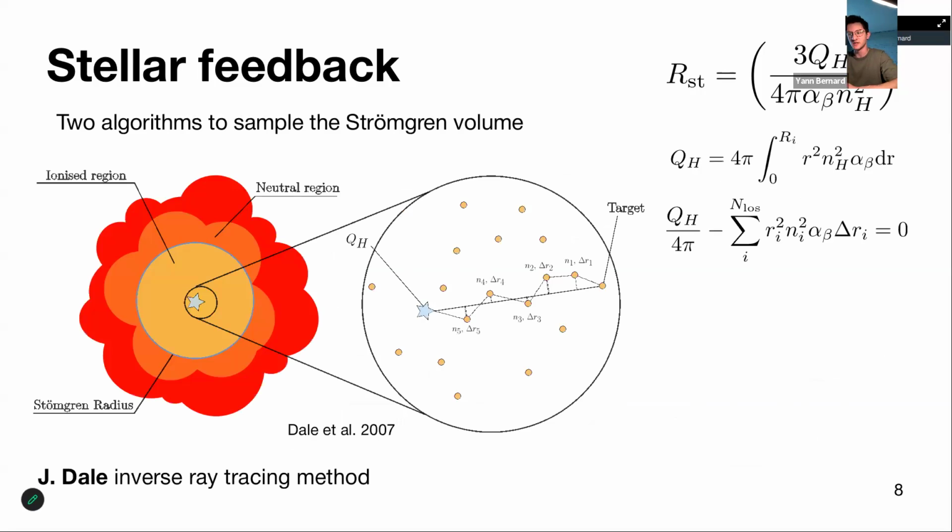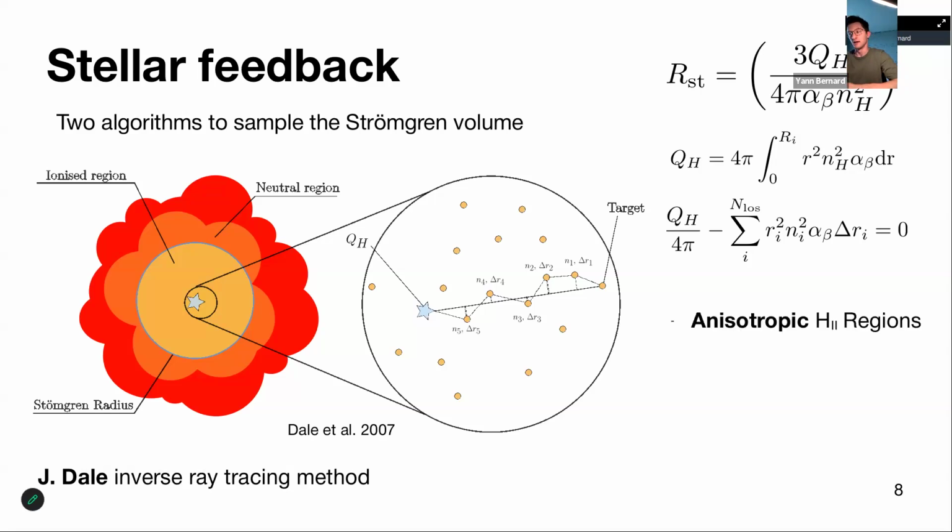The other one, which I recently merged into the main code, is the Jim-Dale inverse ray tracing method. In this case, you are targeting a particle and just computing the flux of ionizing photons that arrives at this particle, computing a specific integral along the line of sight between the particle and the source. And if it is sufficiently high, then the particle is ionized. And with that, by applying that on each particle, you can correctly resolve the geometry of the H2 region.